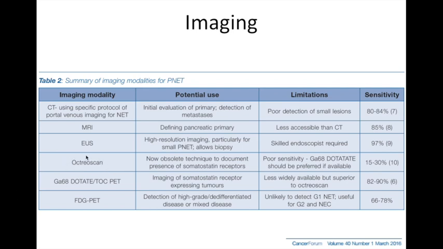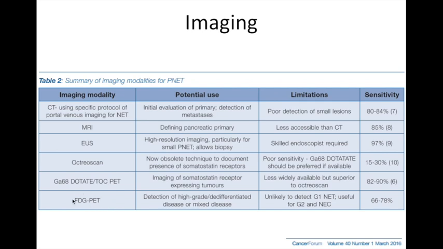Octreoscan, this is one that probably most of us used in residency, but is now, as it says here, obsolete. It's at least becoming obsolete. So we'll talk a little bit about the difference between octreotide and the newer version of somatostatin analog imaging, which is called DOTATATE or DOTATOC. DOTATATE seems to be the one that's dominating, so we'll go into a little detail on those.